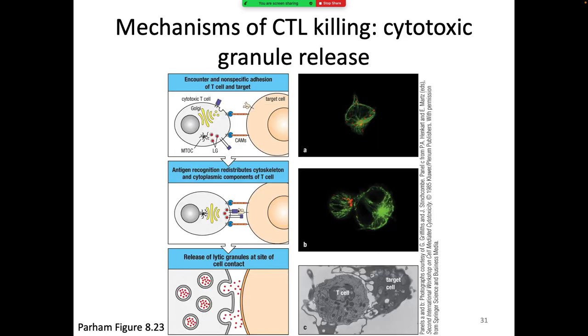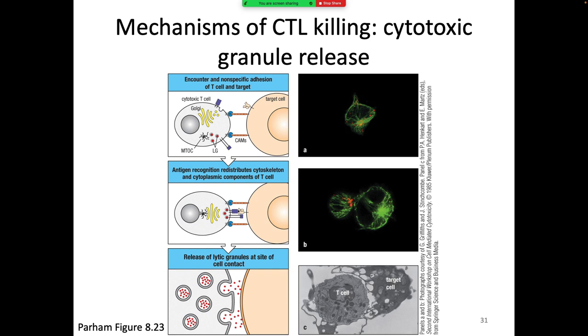So the other thing is that CTLs, when they are activated, so when a cell goes from being a naive T cell to a killer T cell, it starts to make these little packets inside the cell. They're basically special vesicles. They're known as cytotoxic granules or lytic granules. Basically, they're little bombs of toxic stuff that the cell has inside of it.